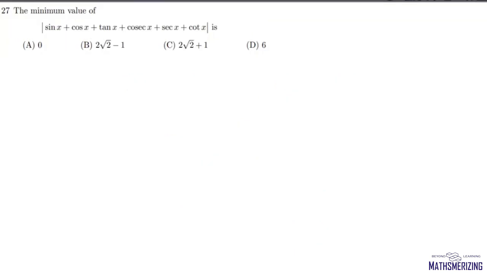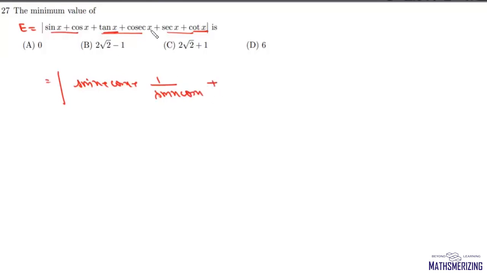Now question number 27 is, we need to find the minimum value of this expression, say E, which is mod of (sin x plus cos x plus tan x plus cosec x plus sec x plus cot x). Now what we'll do is we can write this as sin x plus cos x, and then we'll take tan and cot together and change them into sin and cos. It'll be sin x upon cos x plus cos x upon sin x, and it'll be simply 1 upon sin x into cos x.